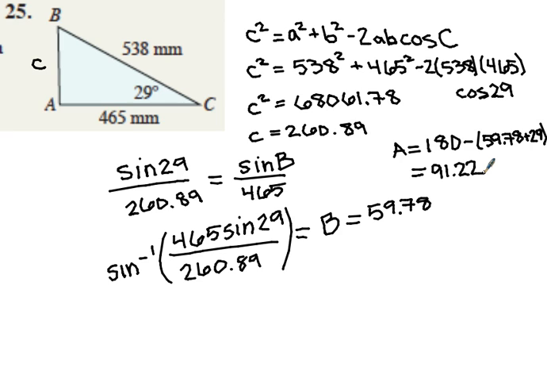So now we have all three angles and all three side lengths. That's our basic step. We can use the law of cosines to find the missing side length, then the law of sines, and then just use the third angle.